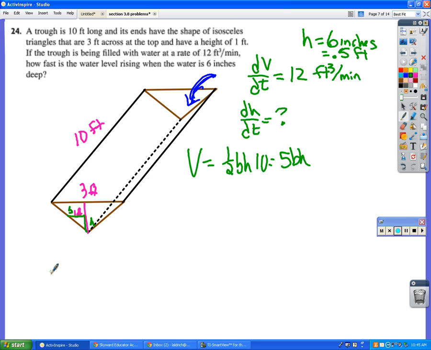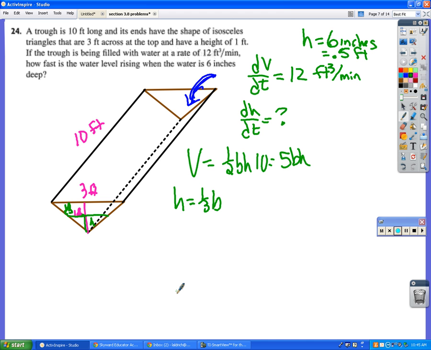And this would be half the base. So what's the relationship between, well, I'm just going to go with the whole base. What's the relationship between the height of the trough and the base? Not double. The height is 1, the base is 3, so the height is always going to be 1/3 of the base. So h equals 1/3 b.